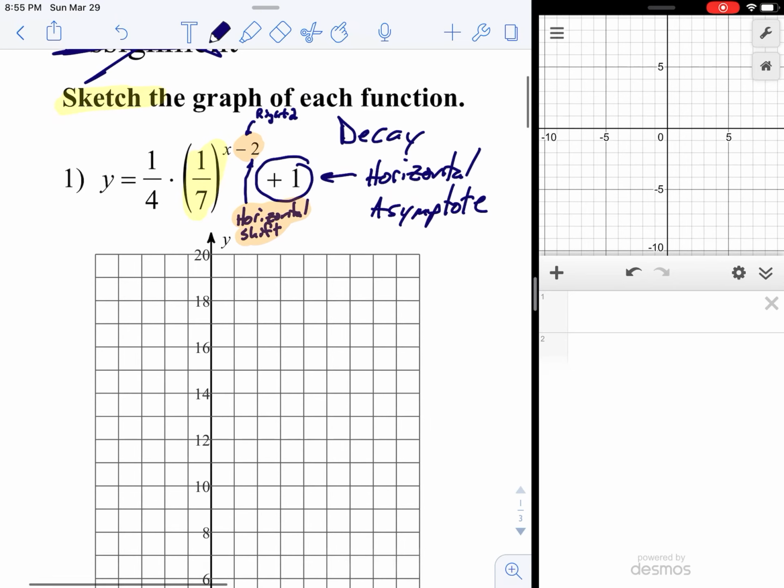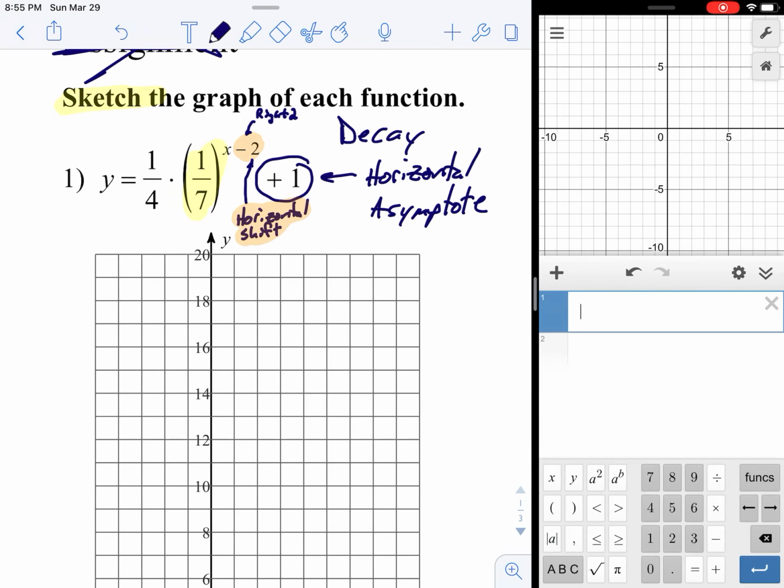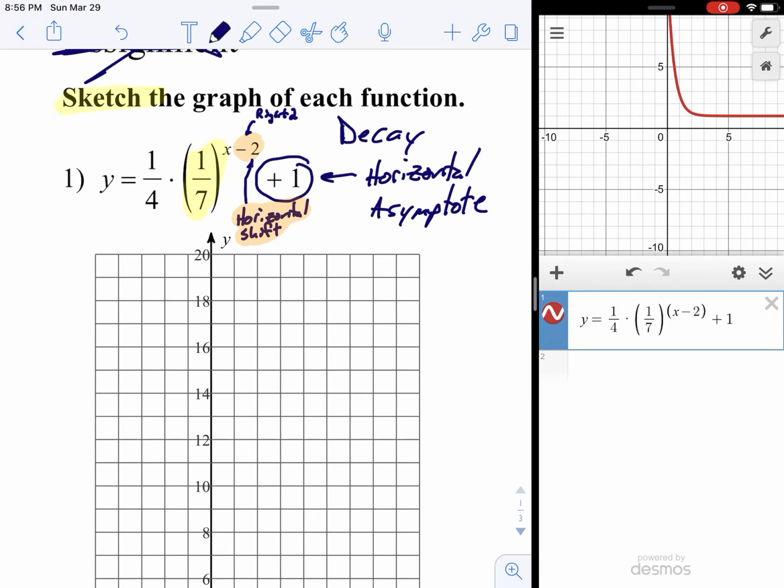Now when it comes to graphing, you can just type this into your Desmos. So y equals 1 divided by 4. Oops. Okay, you got to get rid of that. And then times, now here I'm going to use parentheses, 1 divided by 7, and then outside of the parentheses hit the power button. Use parentheses again for x minus 2, and then after that, +1. And then this is the graph we get.